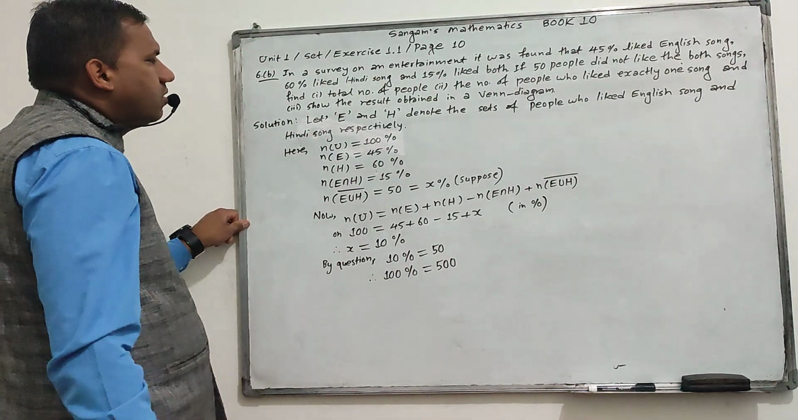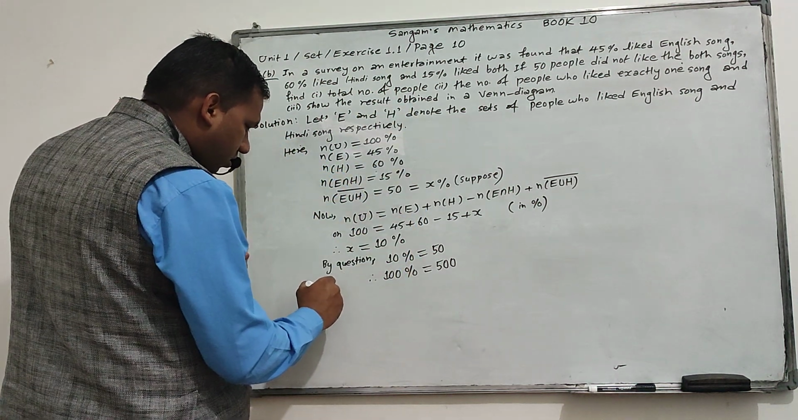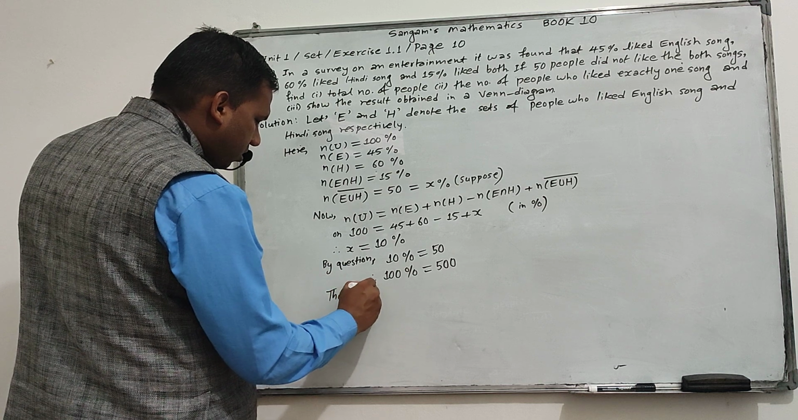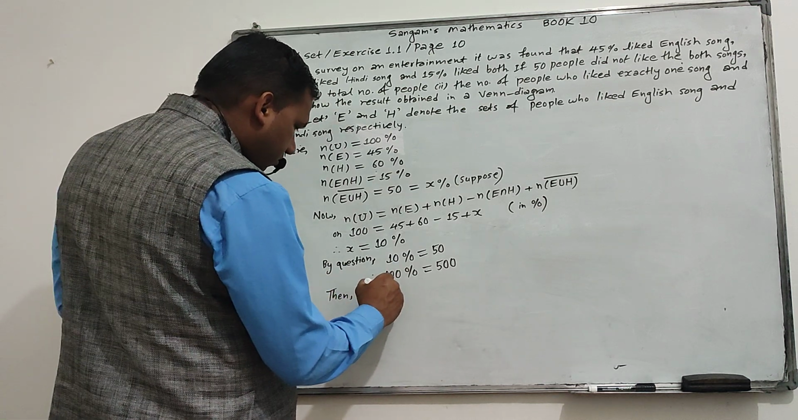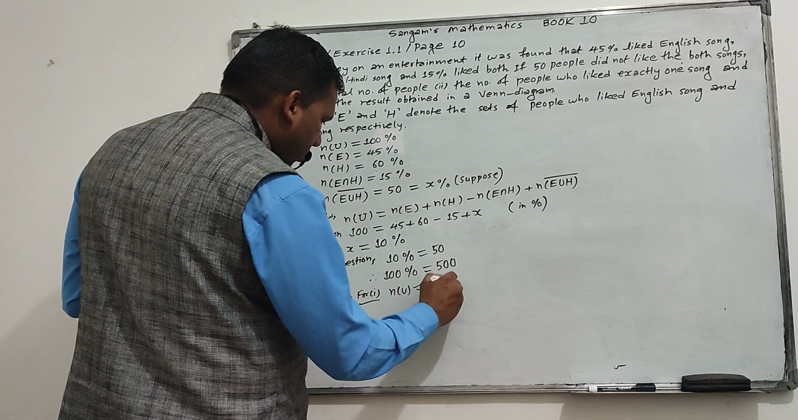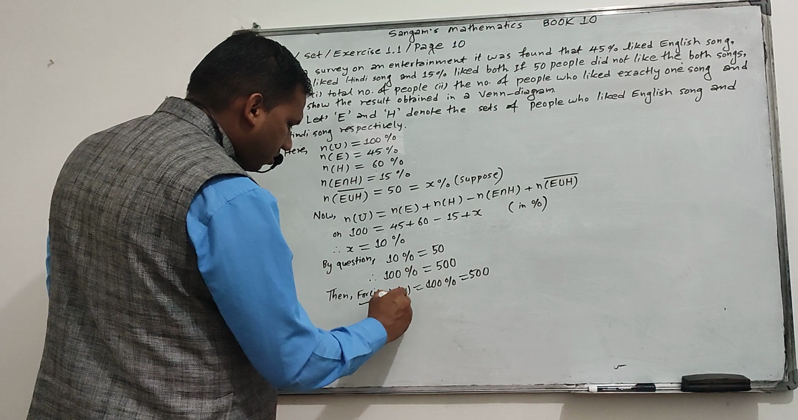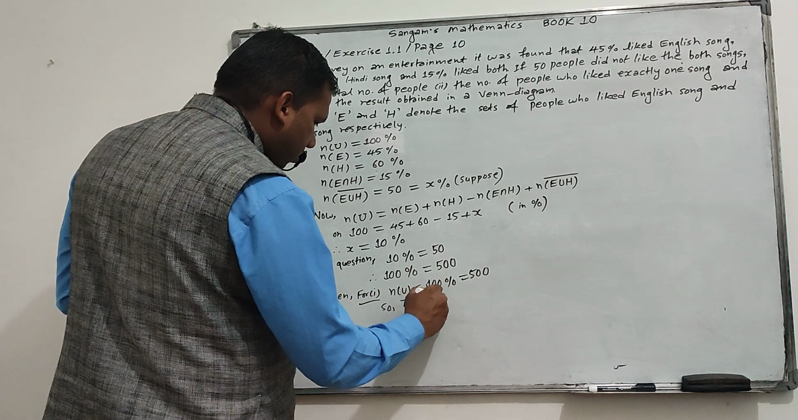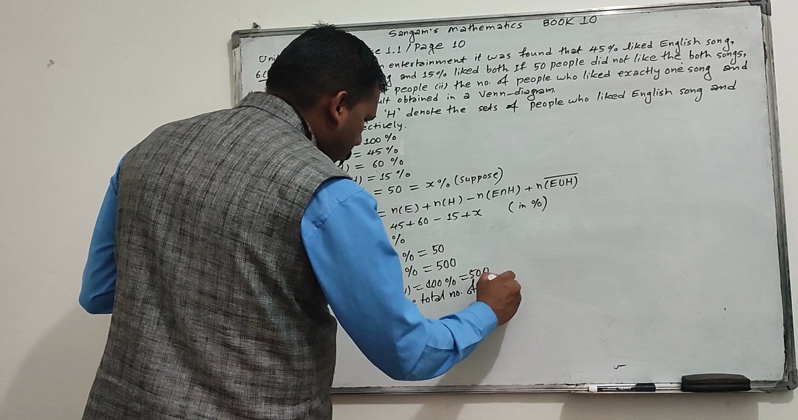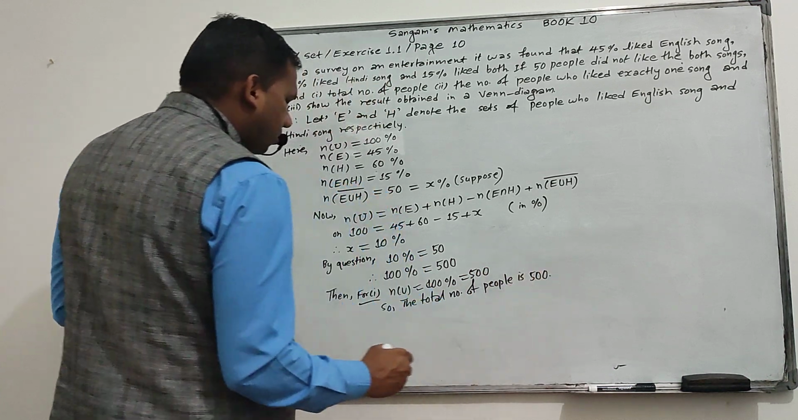Now for the first question, the total number of people. n(U) equal to 100%, that is 500. So the total number of people is 500.